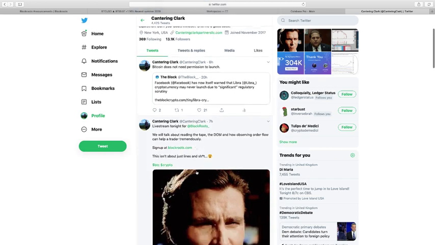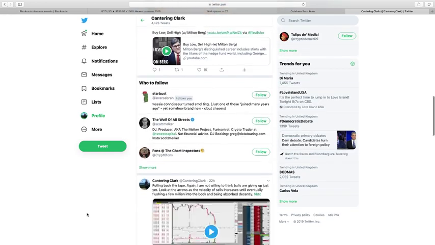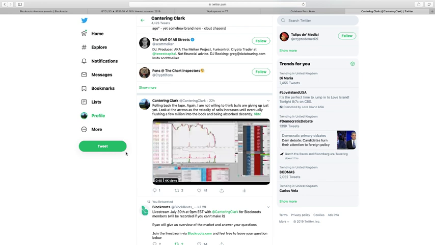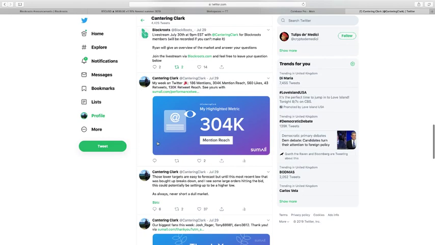What I was saying last night was that I posted this video, which said "Rolling back the tape. Again, I'm not willing to think bulls are giving up just yet." I put two arrows on this video to indicate what I was talking about. I tried to use something I could actually illustrate on the chart, but I couldn't. So look at the arrows as the velocity of sales increases until eventually flushing a few million into the book and being absorbed decently. I was talking about looking at the times and sales.